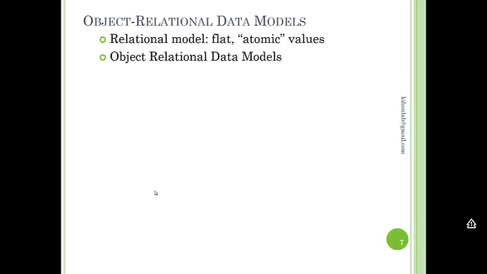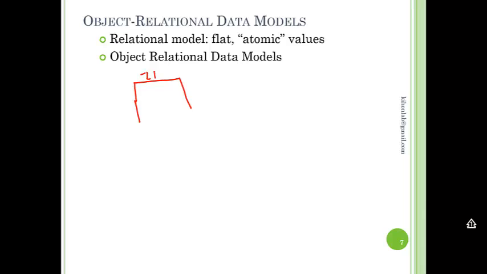The next model is the object based data model. Now, the object based data model is the object relational data model. It is a flat atomic value and object relational data model. Now, atomic value, you already know, that is, if we are doing a fund transfer, it could be complete or not complete, meaning you should have only one value here.